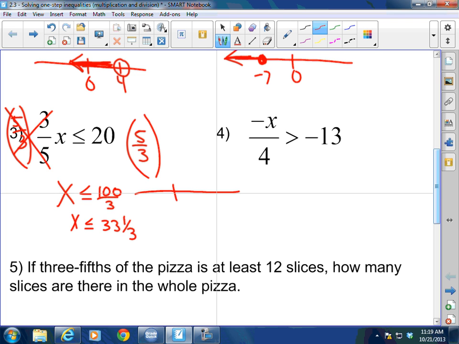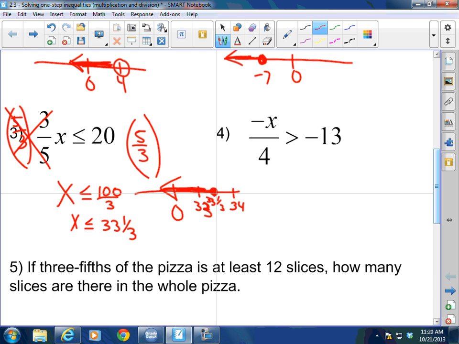So remember what I told you when there's fractions. Here's my 33 and 1/3. That's going to be a closed circle and shaded to the left. Remember, guys, whenever you have fractions or decimals, not only do you have to put your point, but you have to put the two whole numbers which encapsulate the fraction or decimal you were trying to graph. Does that make sense? Okay. Last but not least, I got number 4: negative x over 4 is greater than negative 13.